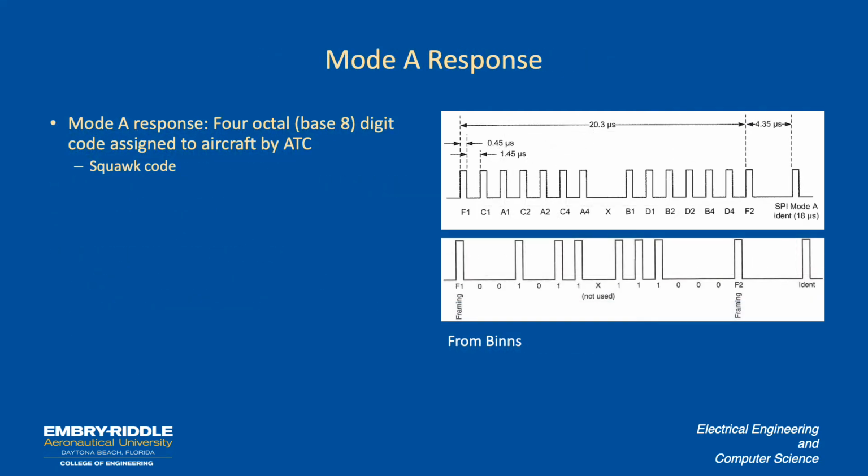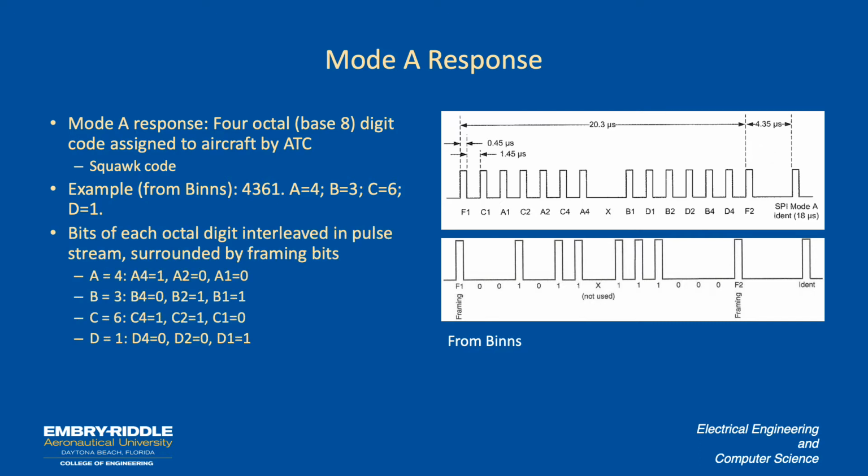So we saw in mode A that the response encoded the identity of the aircraft, encoded as a 4-octal digit code, the squawk code. And so the digits A, B, C, D there are encoded in a binary coded octal there. So you have 3 bits, 1, 2, and 4, the least significant to the most significant bit for each of those digits there. And so those were presented in this bit stream there in an interleaved way.